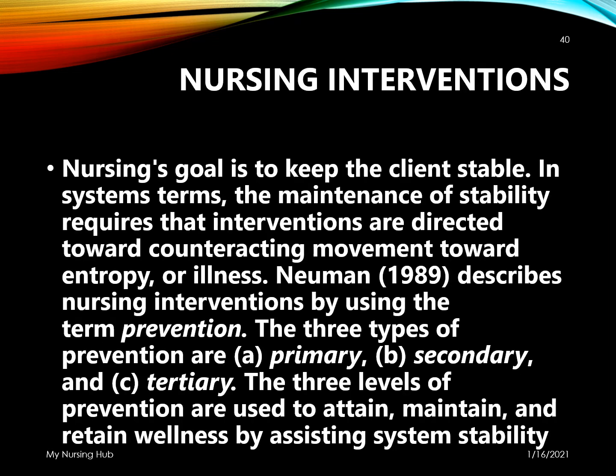The next concept of Neumann is nursing interventions. The nursing goal is to keep the client stable. In system terms, the maintenance of stability requires that interventions are directed toward counteracting movement toward entropy or illness. Neumann describes nursing intervention by using the term prevention. The three types of prevention are primary prevention, secondary prevention, and tertiary prevention. The three levels of prevention are used to attain, maintain, and retain wellness by assessing system stability.